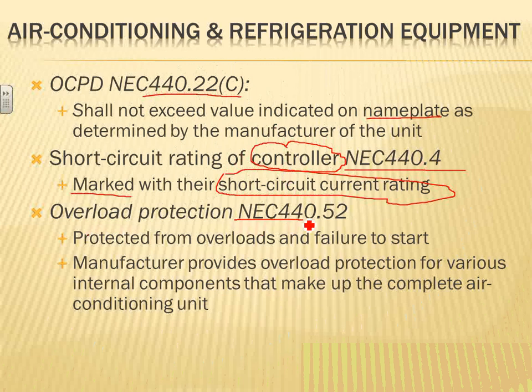Overload protection: you have to provide overload protection against failure to start. Typically, the manufacturer provides this overload as part of their control system. Because remember, guys, with the chillers, there are multiple things in the cooling system. You have a compressor and you have the fans. The compressor is going to have its own overload, and the fans are going to have their own overload, because the overload is specific to that particular equipment. So that will be left to the manufacturer to size right inside the equipment. Any comments, guys, about the overcurrent protection device, the overload, the controller, and the disconnect? And I do have an example there for the disconnect.